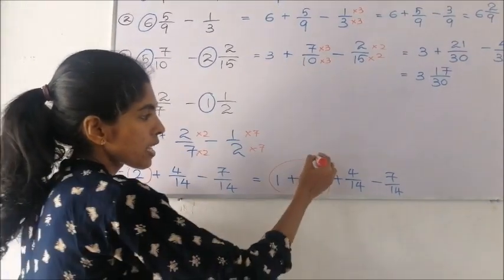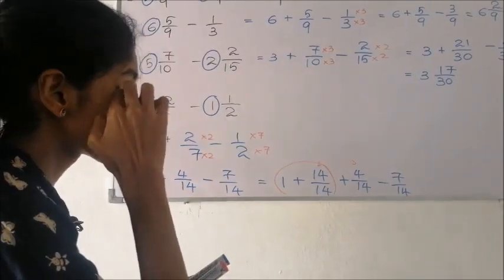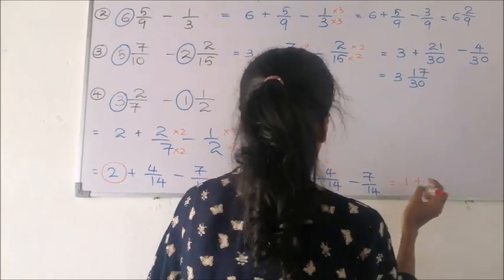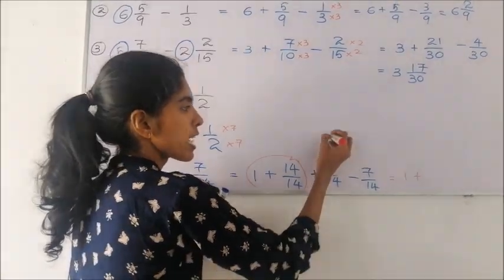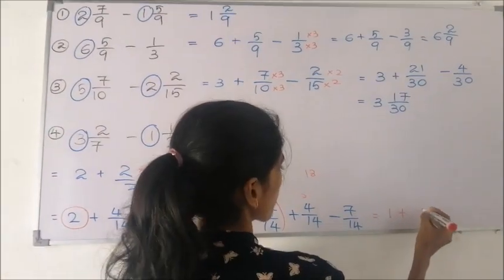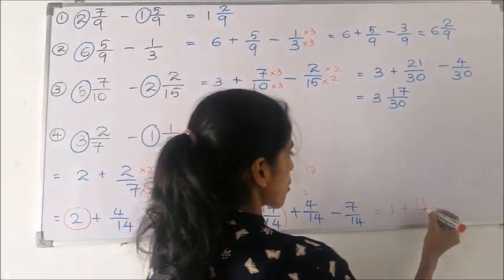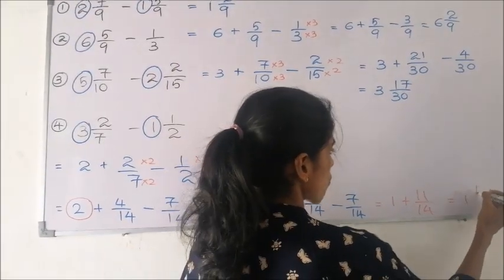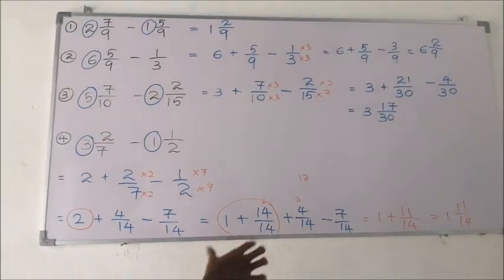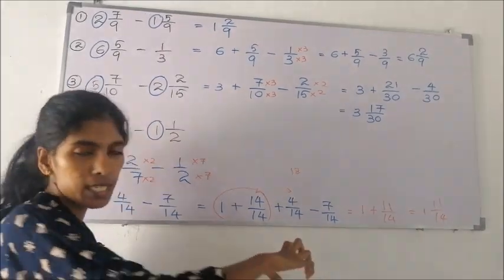Now children, we can add these two, right? Or else in your mind even you can simplify here. 1 plus 14 plus 4 is 18 over 14. From 18 when we subtract 7, what will remain? 11, right? 11 out of 14. This can be written as 11 over 14. See, I added these two numerators and subtracted this because all the denominators are same here.